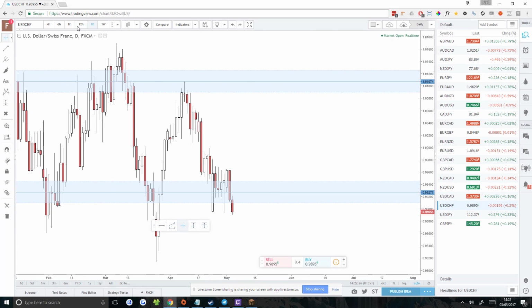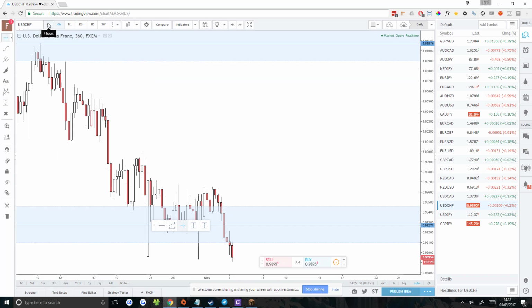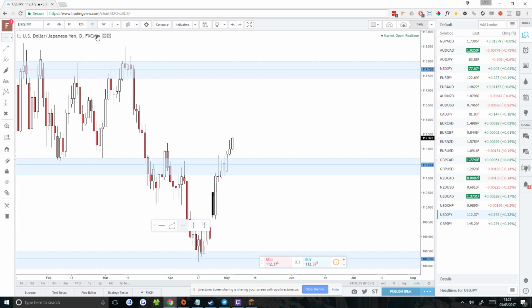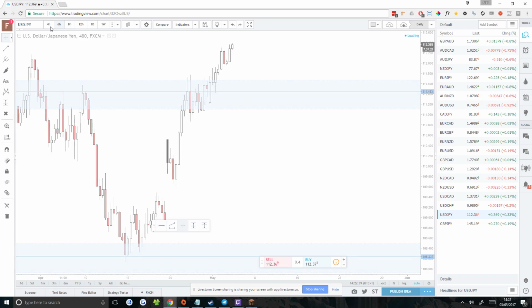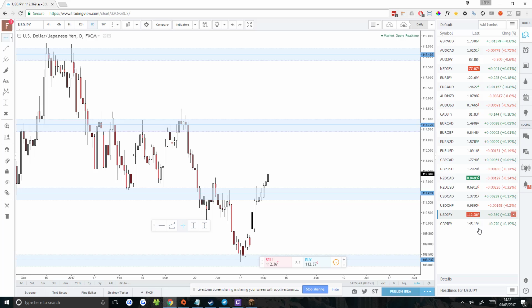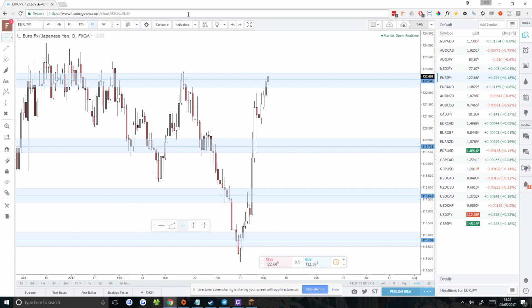USD CHF, what is going on with this one? Just stalling on support, nothing much. USDJPY. Broken above resistance and it is trending up. But nothing I would be interested in trading. And we've already looked at EURJPY. So for today's analysis, we have one potential setup, that is EURJPY.